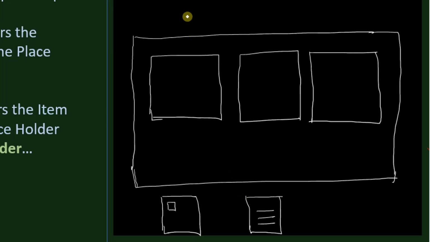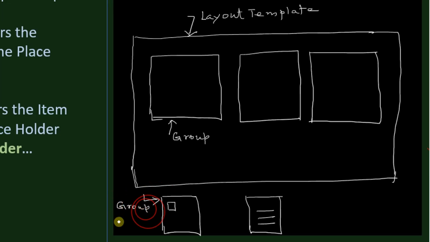if you see, the top one here is the layout template. A layout template can have group template. Let's say we defined a group template, or we can state this is the group template. And this one is item template. So what we are stating, layout template will refer group template.